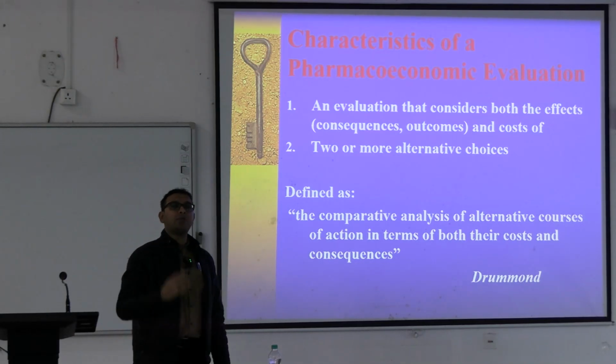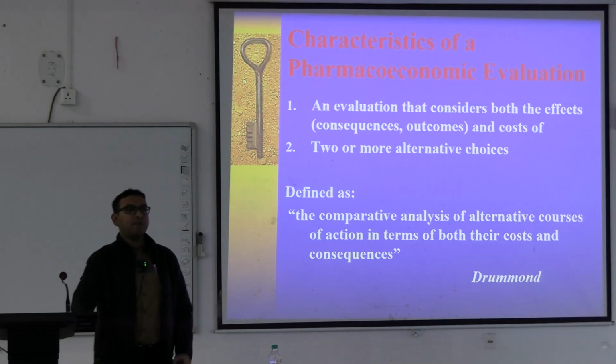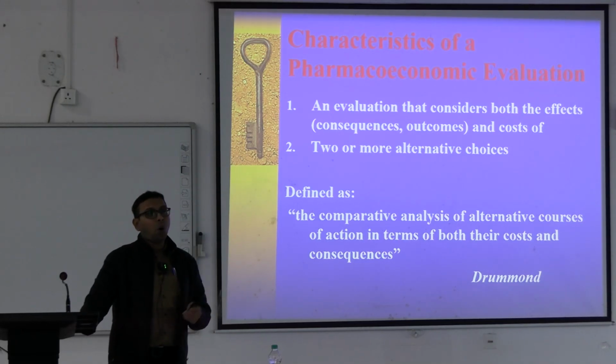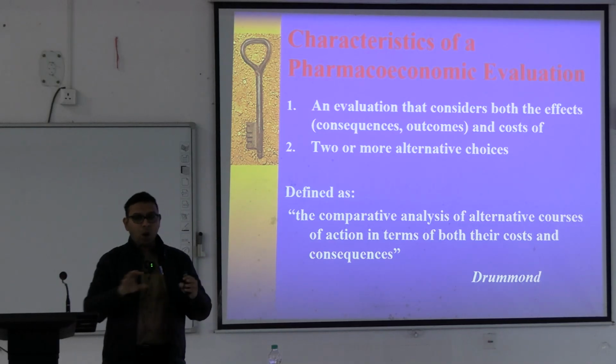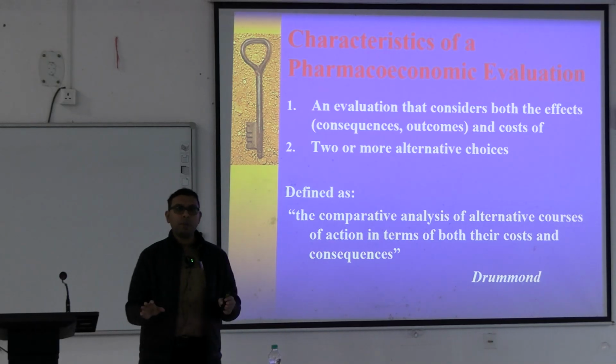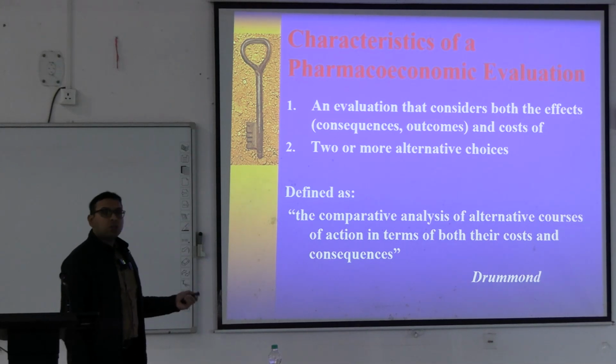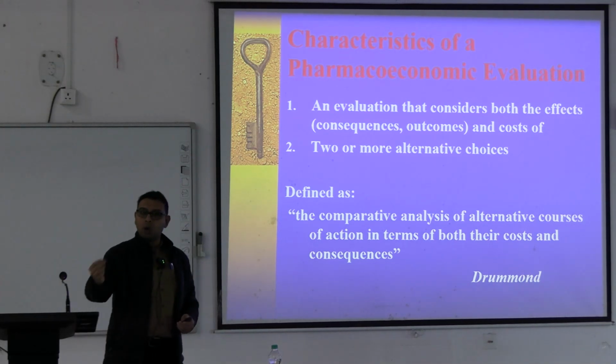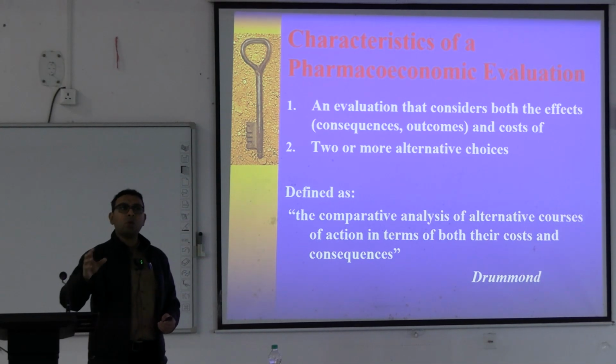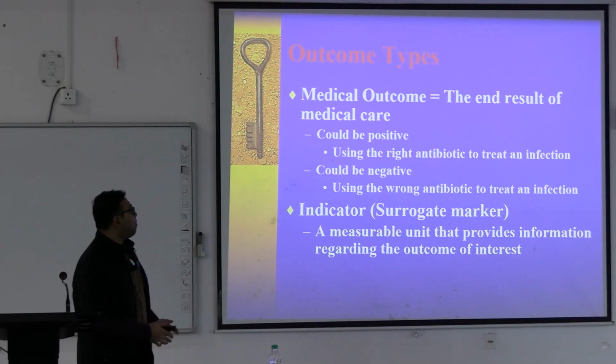There may be some health service, for example, giving some vaccines in the population. So all these come under the purview of pharmacoeconomic evaluation. So there are options, and we have to choose economically in terms of their cost and also the consequences. What will be the outcomes and also the cost? Both should be statistically interpreted.